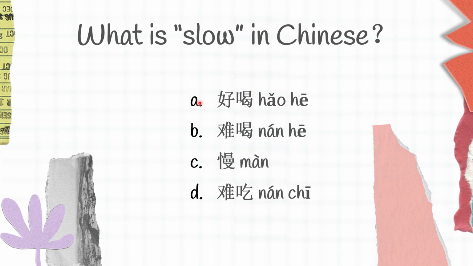So we have A. 好喝, B. 难喝, C. 慢 and D. 难吃. So which one of them is correct here?